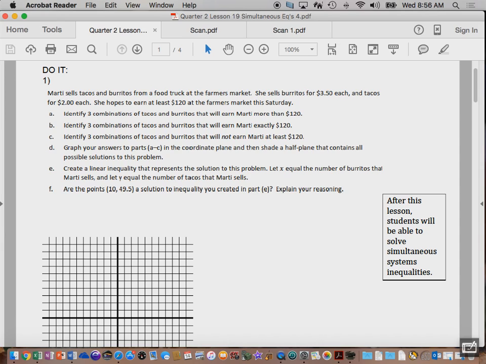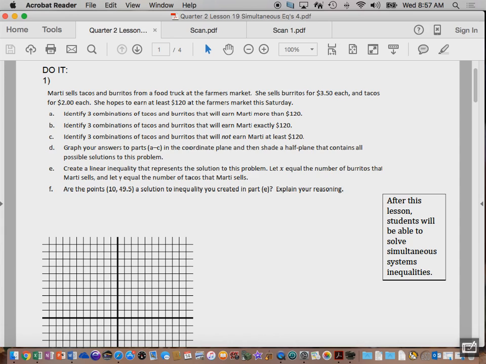Now, this is not so simple. I could do no burritos and 60 tacos. Everybody agree? Okay, what's 120 divided by 3.50? Does it work out exactly? Oh, wait, no. 34 burritos is $119. All right, well, you know what I mean, whatever it works out to on the division. And then I could do 20 burritos, that's $70, and 25 tacos, because that's $50, and that adds up to $120. So any combination that adds up to 120 exactly.